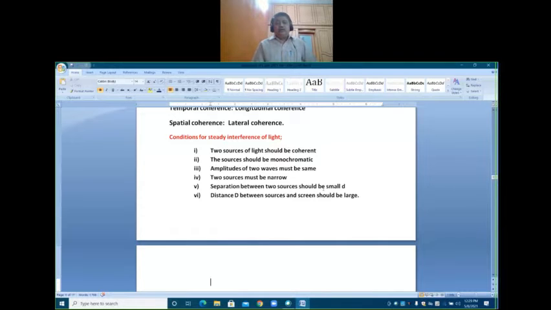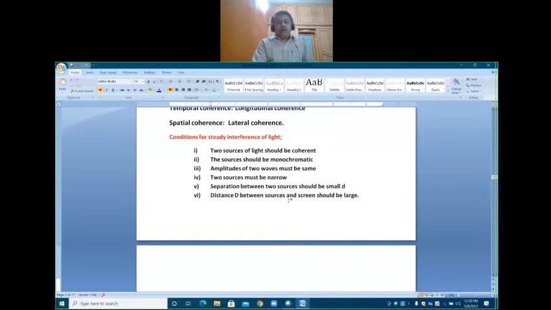Separation between the two slits. From one slit, we divide into two parts. The separation between the two slits, from which again two light beams go out, which we will see in the next experiment, must also be very small. That is, the separation between two sources, represented by small d, should be small, and the distance capital D between the source and the screen on which we are seeing the pattern must be large.